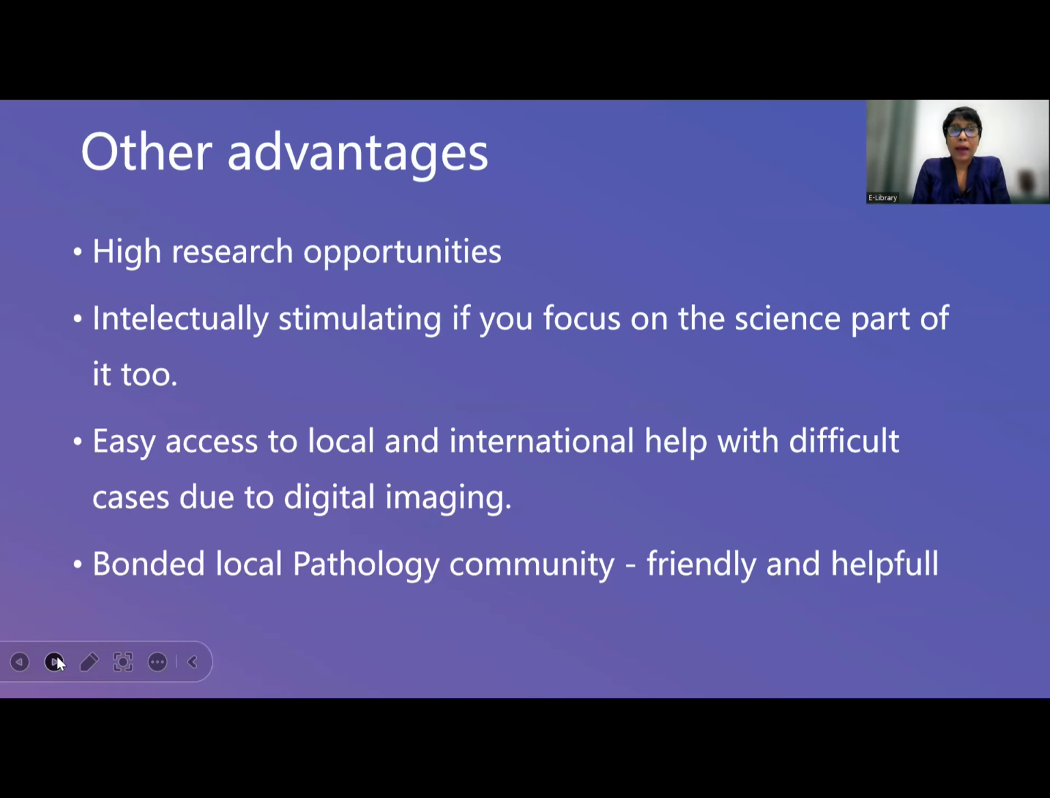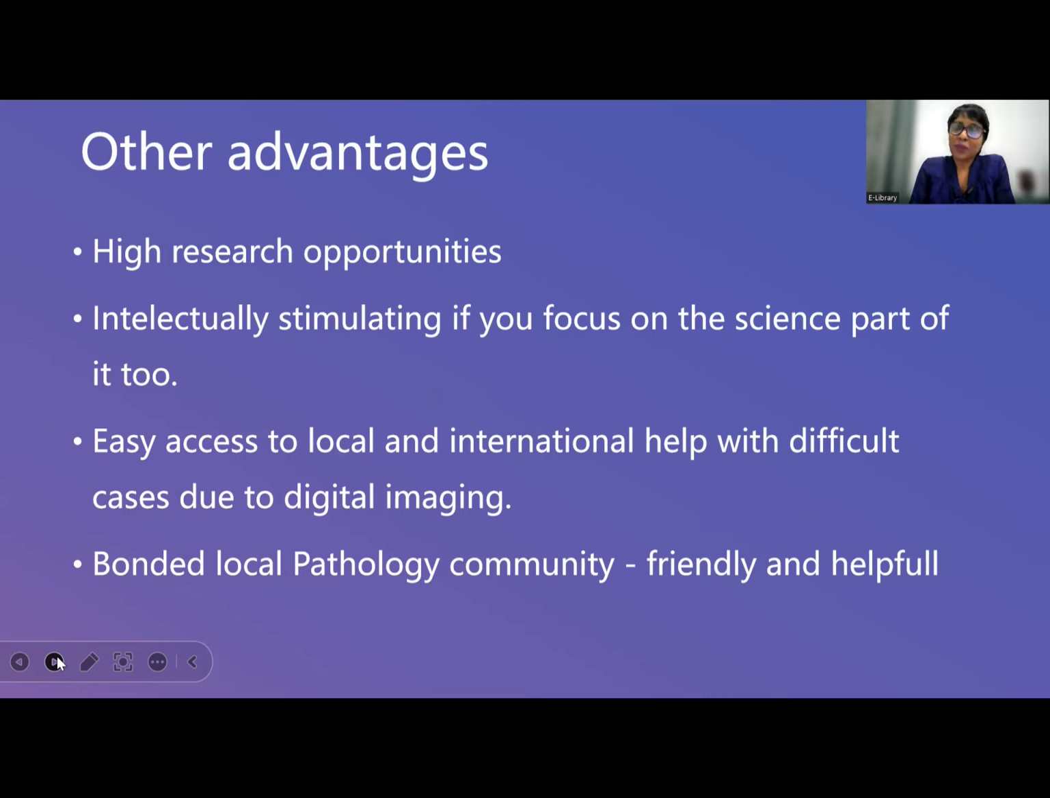And also, there are high research opportunities. If you are research oriented, then there are a lot of opportunities for you to have your own research, in basic sciences as well as clinical research. But if you are not that interested in research, still, even passively you can become a research partner in other research groups, because many clinicians will need your diagnosis for their research, and so you can become a co-author by just doing your work.